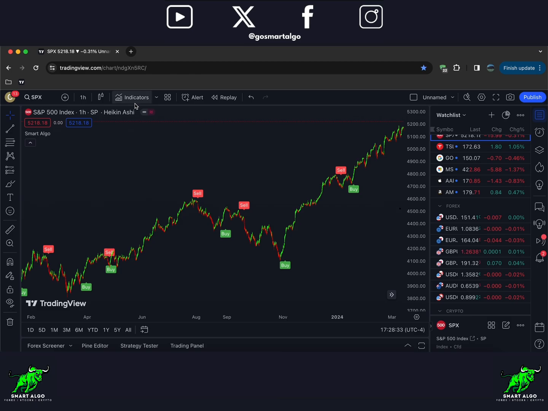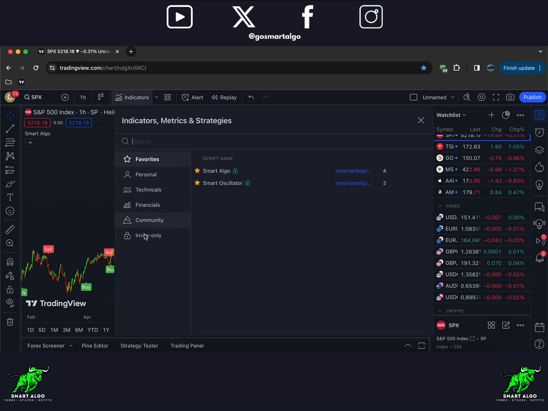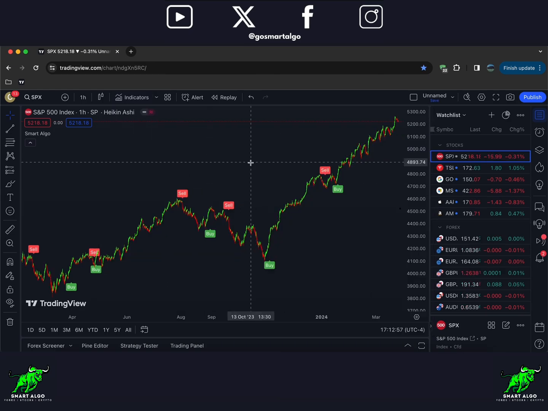Next, you're going to tap on indicators. And then once you tap on indicators, you'll have invite only. If you don't have invite only, that means you didn't sign up or you just didn't give us the right username. So once you see the SmartAlgo, you're going to press on it and it will activate the buy and sell signals. So you got to keep in mind that the buy and sell signals are confirmation. So you can't base your trade only off one signal. That's why we offer a whole bunch of other confirmations to solidify your trade.